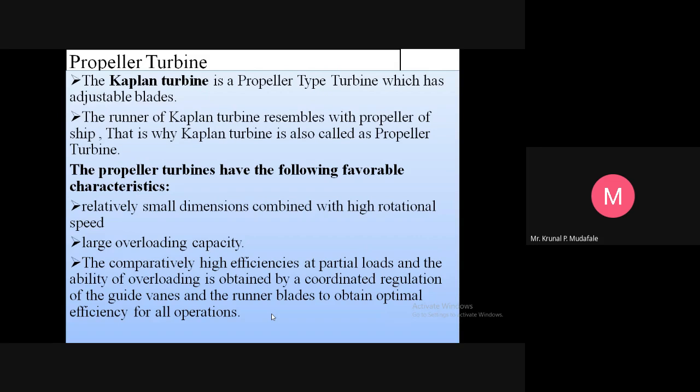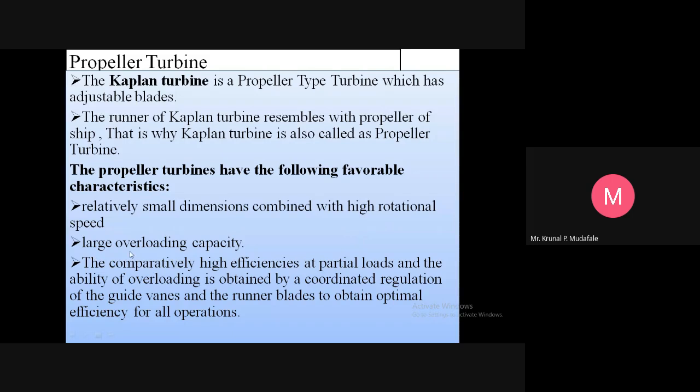What is our main motto, as we have already seen in the previous two lectures, in the comparison between the impulse turbine and the reaction turbine? In the impulse turbine the head is high and the flow is low, and in the reaction turbine the head is low and the flow is high, vice versa to each other. So as our main target, relatively small dimensions combined with high rotational speed. Obviously it is submerged in the liquid, that's why it has high rotational speed.